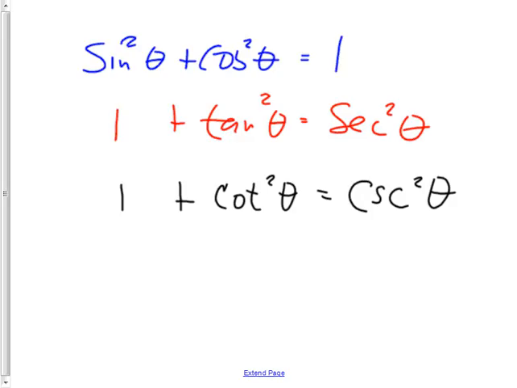Yes, I got stuck on this. I got my numbers confused, but I'm not confused anymore.